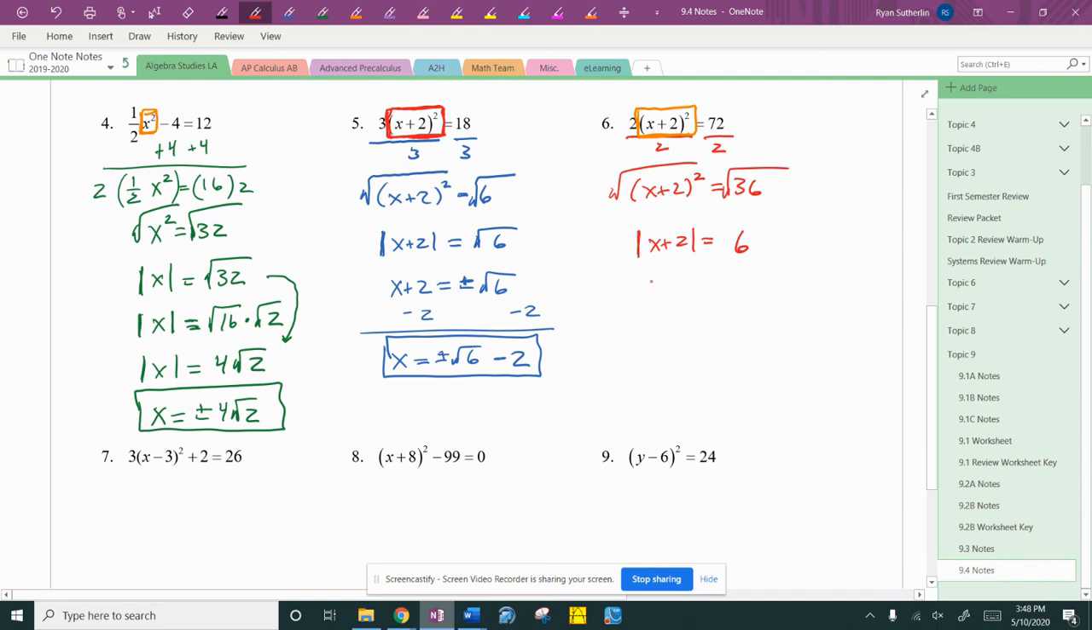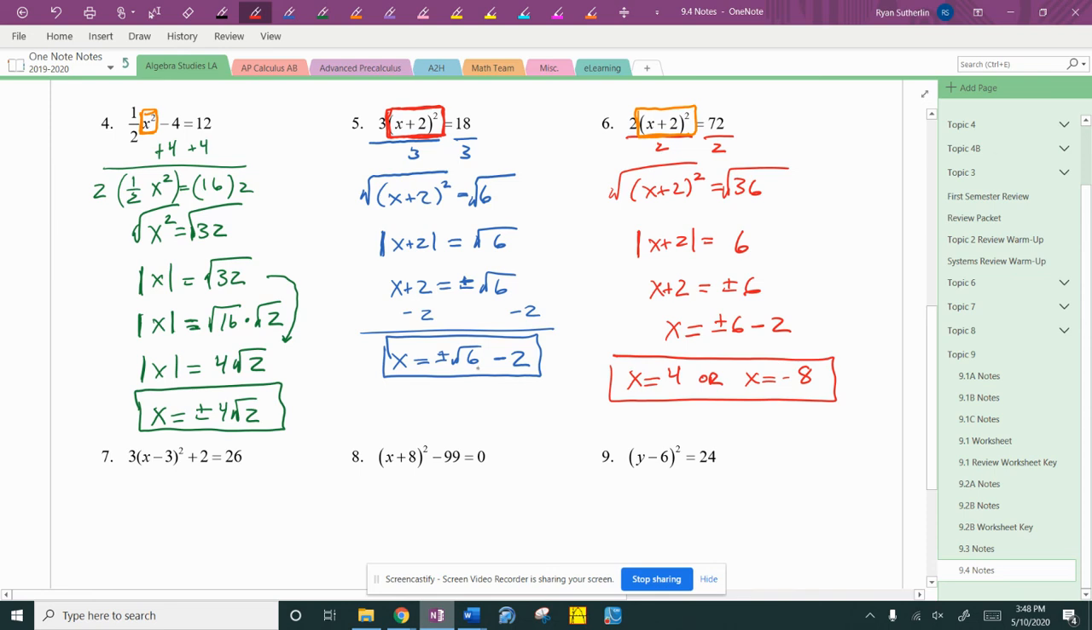Well, now get rid of the absolute value bars. When that happens, we know this becomes plus or minus 6. And now I have x equals plus or minus 6 minus 2. And we can actually figure out what that is, right? So if I take positive 6 minus 2, I get x equals 4. If I take negative 6 minus 2, I get x equals negative 8. So I get 4 or negative 8 for that one.